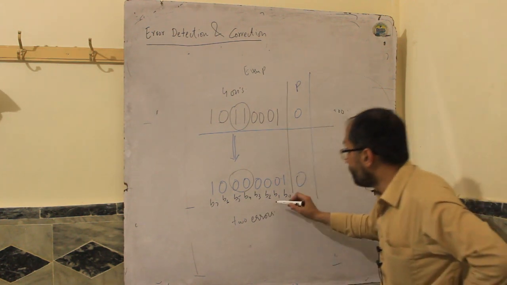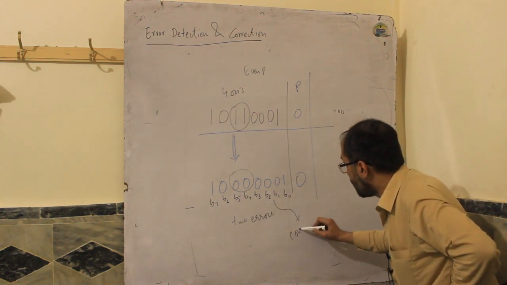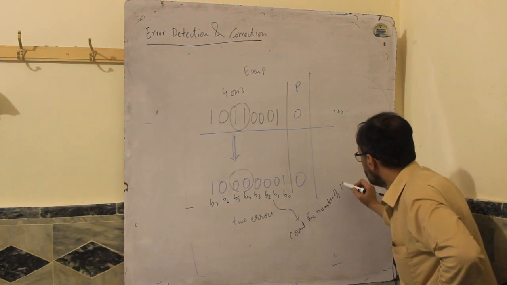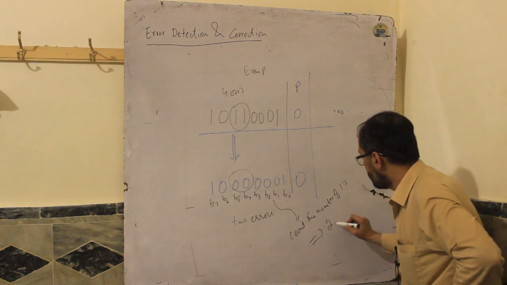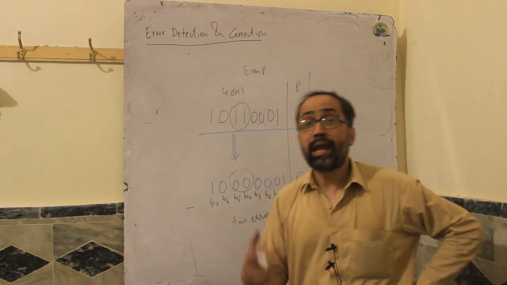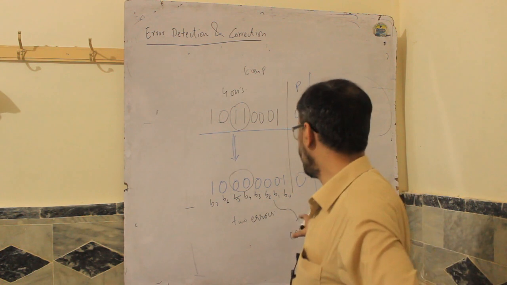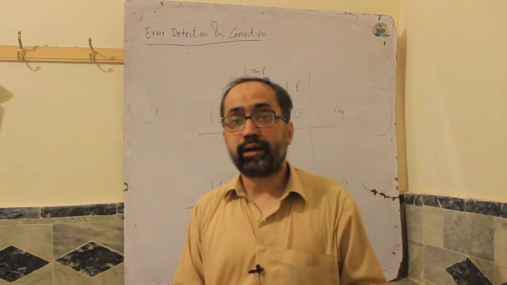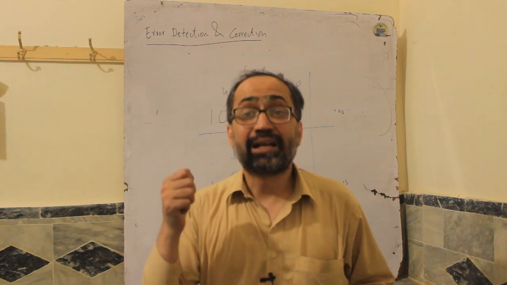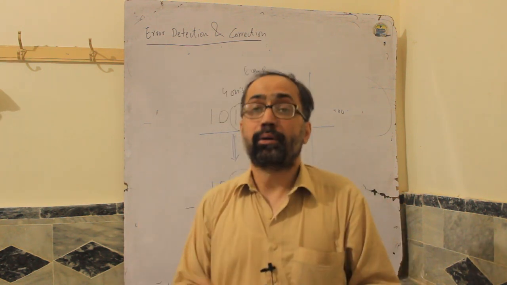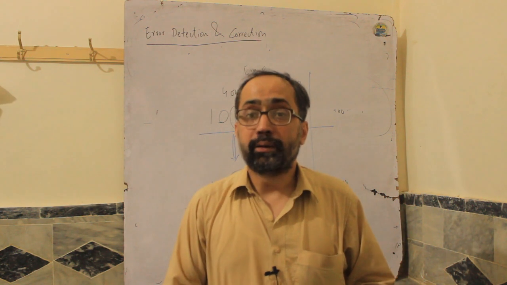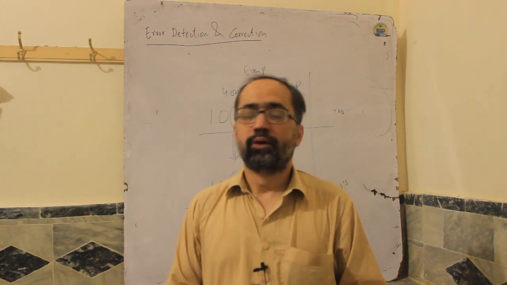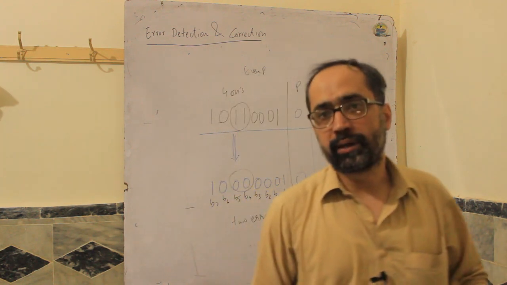And if the receiver counts the number of ones, the number of ones will be 2 and it's even, so it will not be able to detect this error. So both even parity and odd parity are able to detect a single-bit error, but they are not capable of detecting multi-bit errors. That's all for today. Thank you very much, and we will study a different topic in our upcoming lecture.